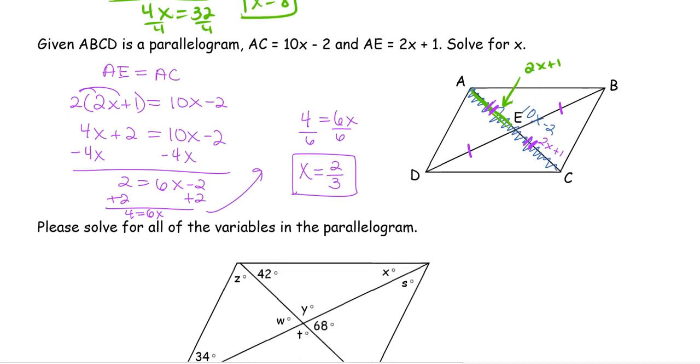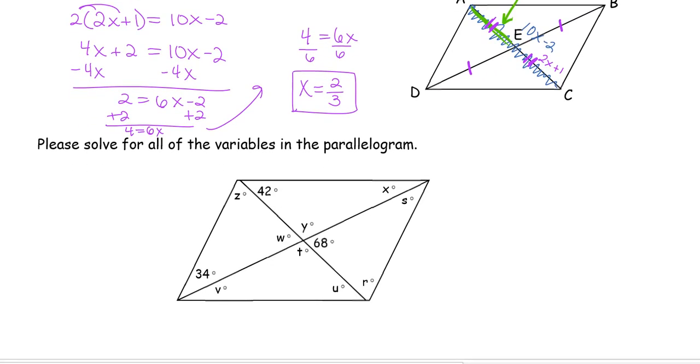All right, here comes our last problem. Solve for all of the different variables of the parallelogram. So this is back to what we kind of looked at in our video yesterday. We have to use parallel lines. Definition of a parallelogram is opposite sides are going to be parallel to each other. And we're going to need that to use our parallel line properties. Let's start with some easy stuff.